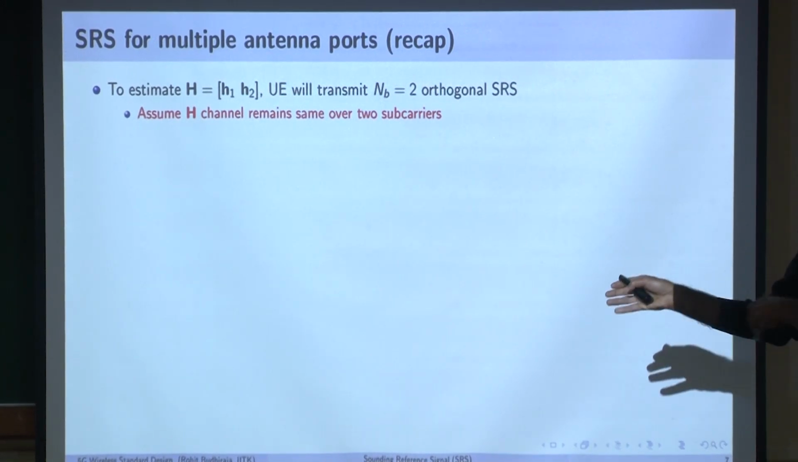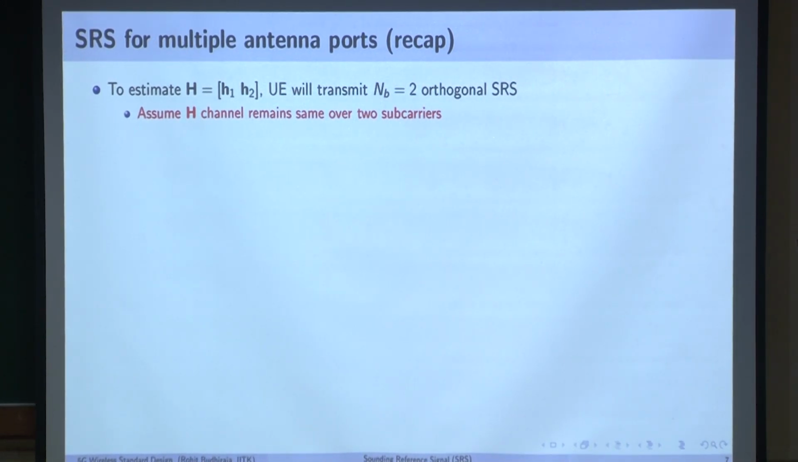So in this example, we have picked up the old example. You remember how we discussed the use of SRS? What we said was, to estimate H, the UE will transmit NB equal to 2 orthogonal SRS. I am taking that old example wherein the user has two antennas, and it is transmitting a 2-port SRS. And what we said over here was, assume that the channel remains constant over 2 subcarriers.